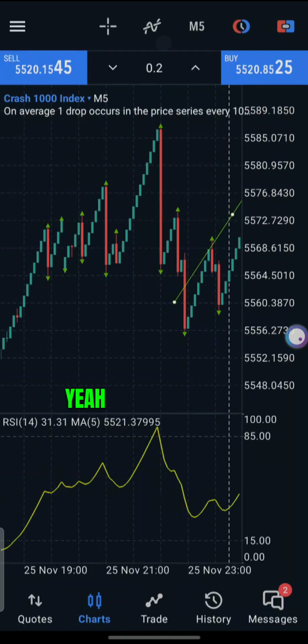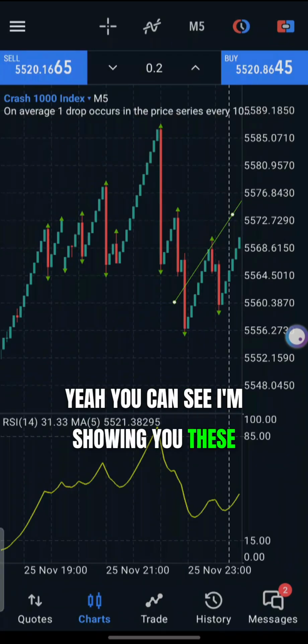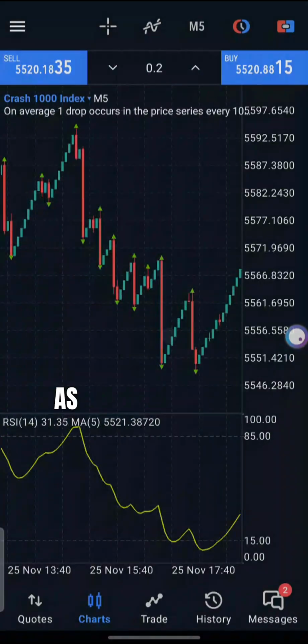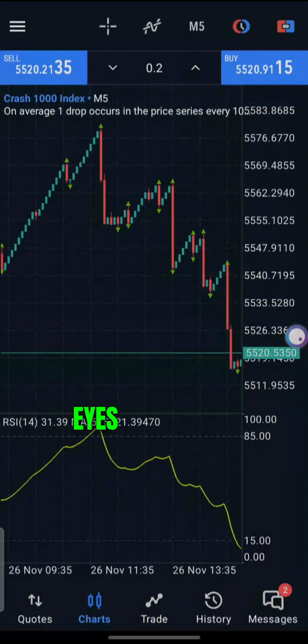As you can see, guys, I'm showing you these MetaTrader 5 charts. You are all seeing it with your own eyes, for yourself.